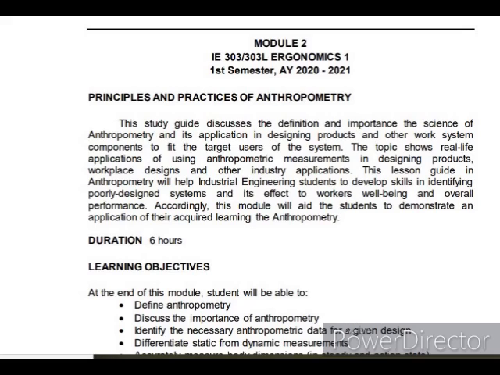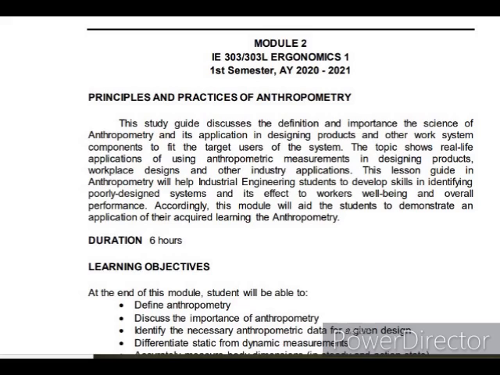This study guide discusses the definition and importance of the science of anthropometry and its application in designing products and other work system components to fit the target users of the systems. This is a very important topic in ergonomics because as industrial engineers, we are tasked to design workplaces as well as those tools and materials that are needed by our workers so that we can design them according to the characteristics of our workers.